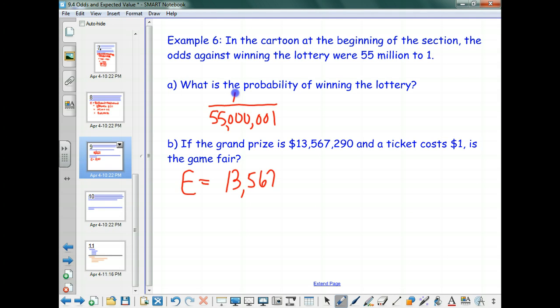Very enticing, right? I know if I tried to give you $13 million, you would take it as long as there were no strings attached. You would. And how likely is that to happen? 1 out of 55 million and 1. But that's only one side of the coin. You also could lose.